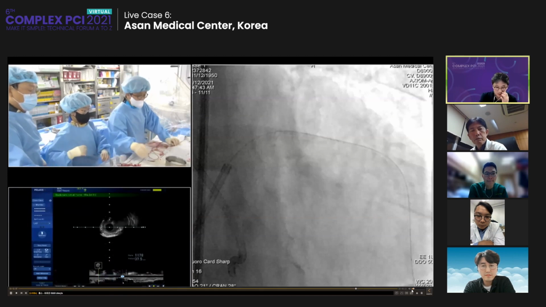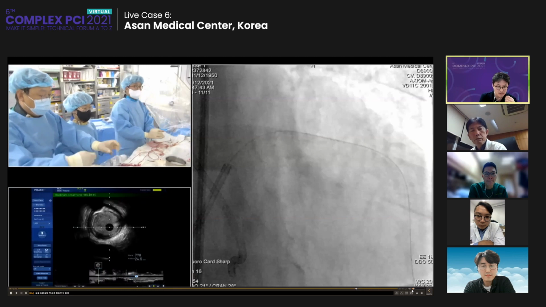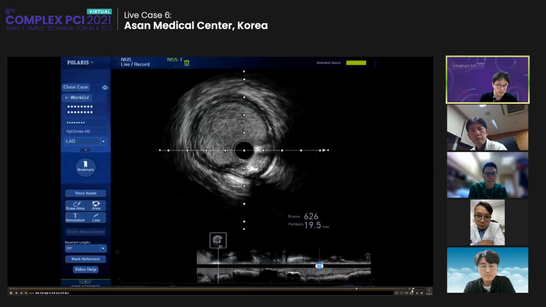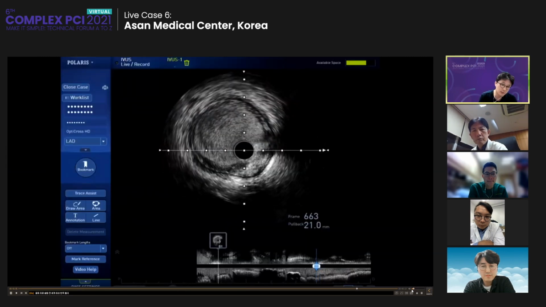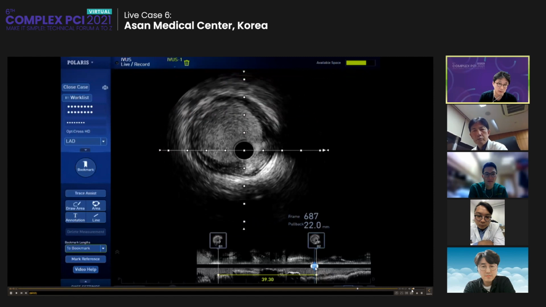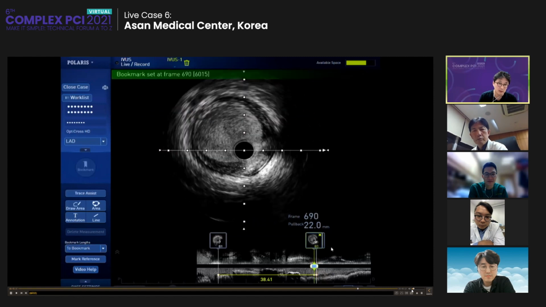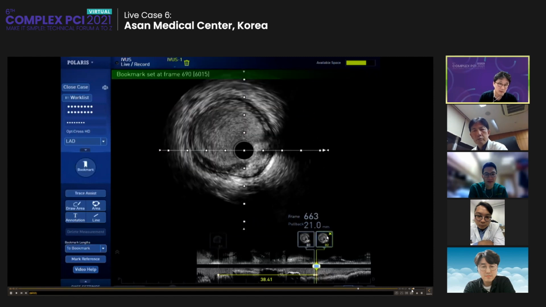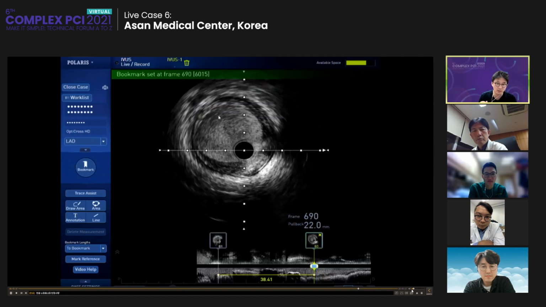We do not have any direct evidence of using antiplatelet agent after CTO PCI. According to the European guideline and several subgroup analyses of big RCTs, the PCI of a CTO lesion that is long, around 38 millimeters, should be regarded as complex PCI.